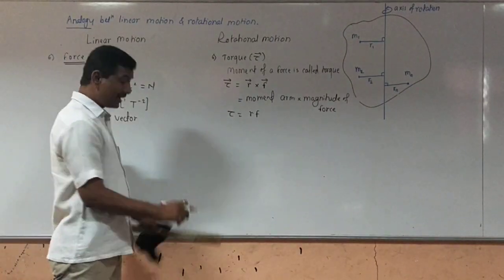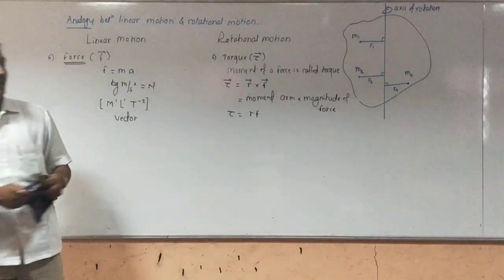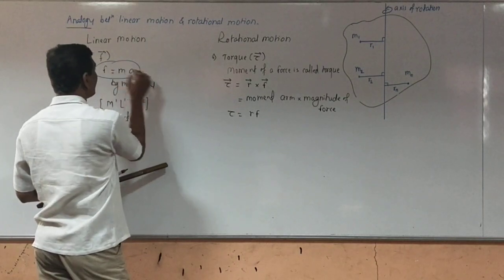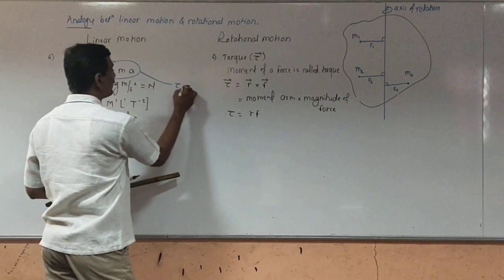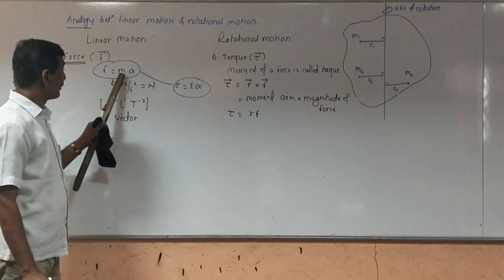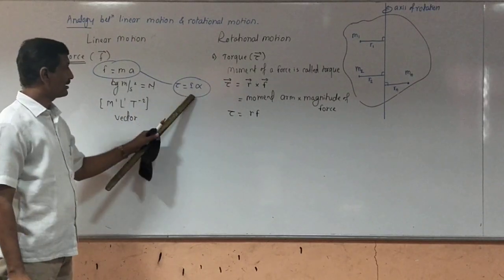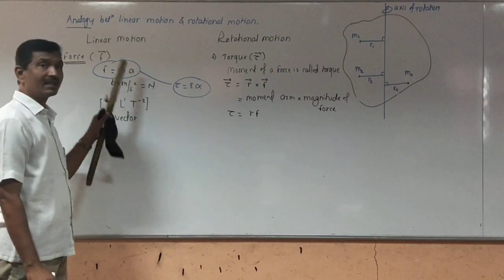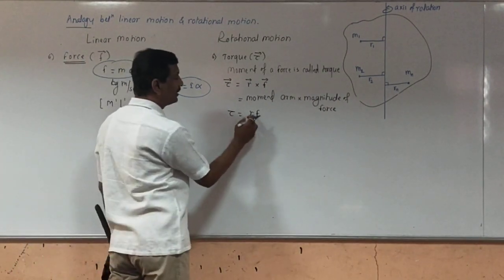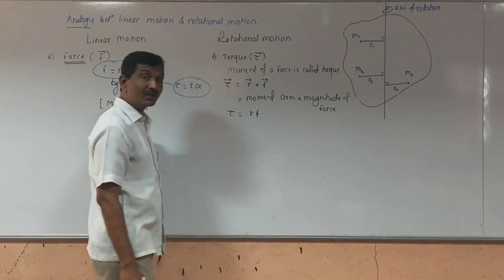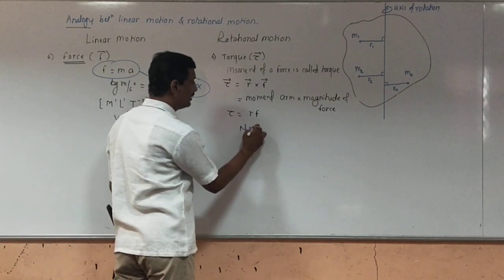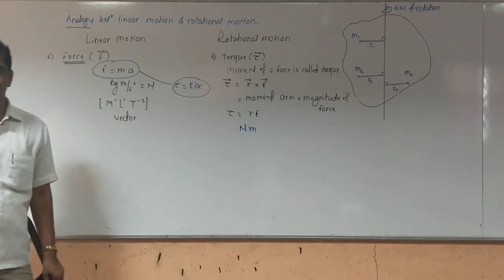By analogy, what is the formula for tau? Here F is equal to ma. So by analogy, tau is equal to I into alpha. Why? Moment of inertia I is analogous to the mass m, and angular acceleration alpha is analogous to the linear acceleration. What is the SI unit of the torque from this formula? The SI unit of force is Newton, and the unit of moment arm is meter. So Newton meter is the SI unit of the torque.